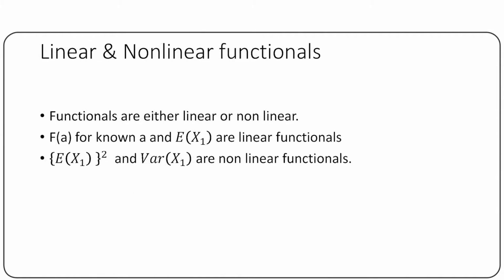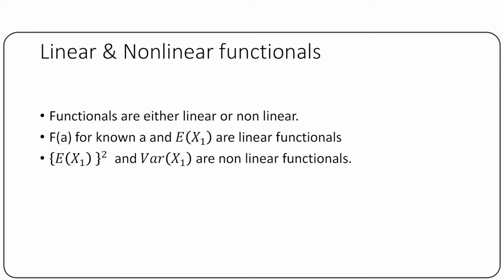A functional can be either linear or non-linear. We start with linear functionals. So we start with the definition of a linear functional. Consider two distribution functions F1 and F2. Then any linear convex combination of them is also a distribution function. So if alpha is a positive quantity lying between 0 and 1, then for such an alpha, alpha F1 plus (1 minus alpha) F2 is also a distribution function.